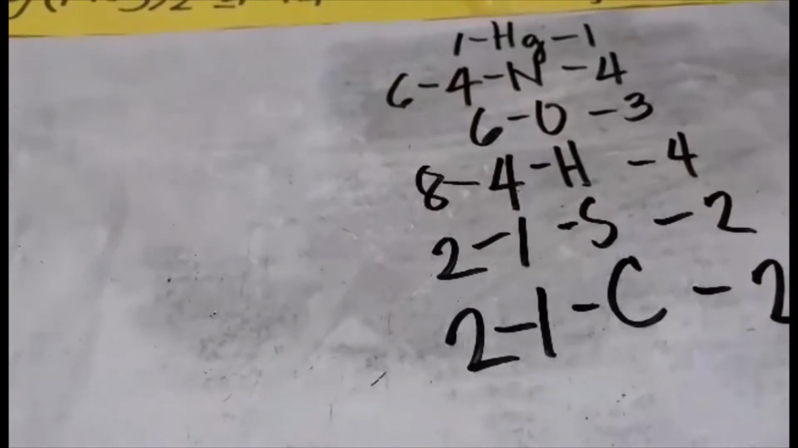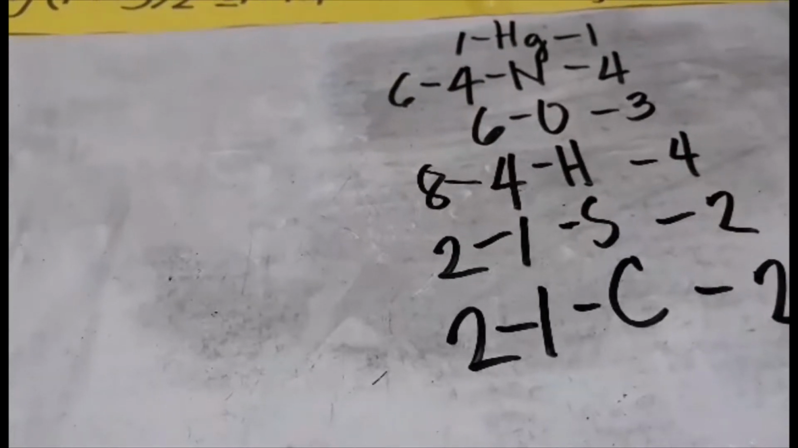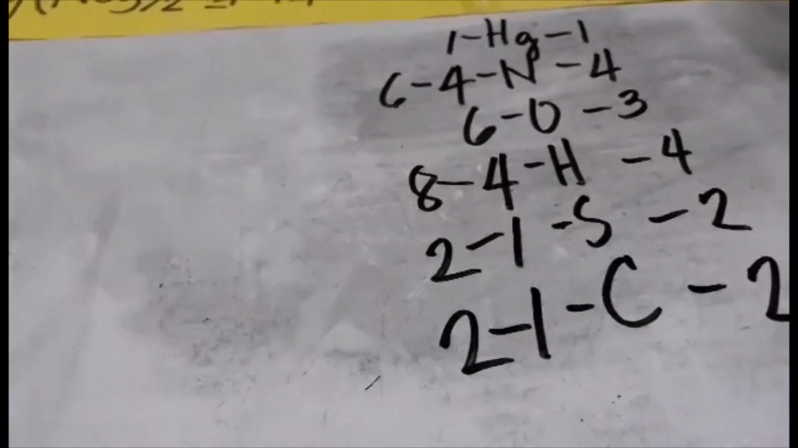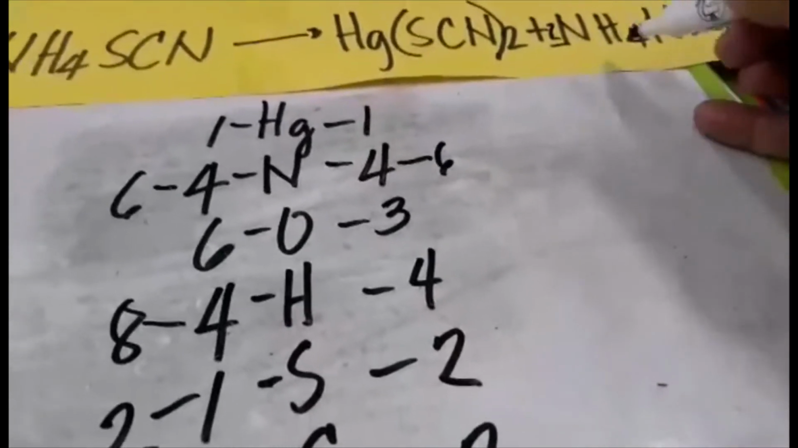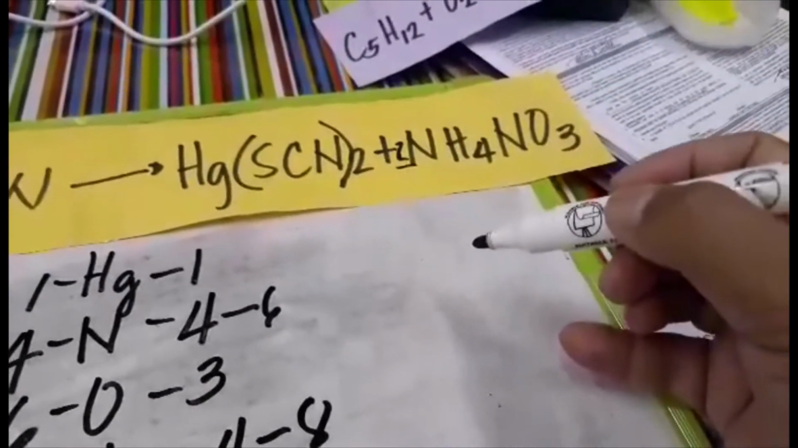So here, what are we going to do now? We are going to have here 2 also. We are going to use the coefficient number, which is 2. So for the nitrogen, 2 times plus 2, 4 plus 2, that is 6 also. For the hydrogen, 2 times 4, that is 8 also. For our oxygen, 2 times 3, that is 6. So we have already our balance equation.